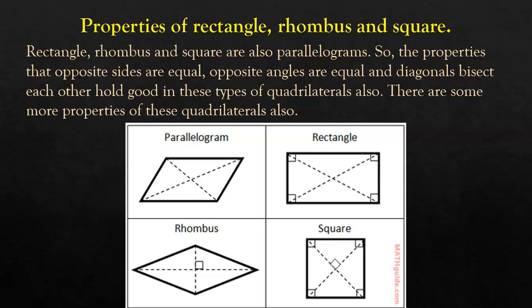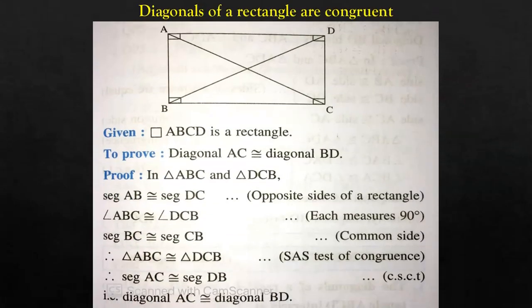Besides these, there are some more properties to these quadrilaterals also. So we will study about some more properties which are unique to these quadrilaterals. The first one is in the case of a rectangle. Diagonals of a rectangle are congruent. Now over here there is a figure given for reference. Quadrilateral ABCD is a rectangle. We have to prove that diagonal AC is congruent to diagonal BD.